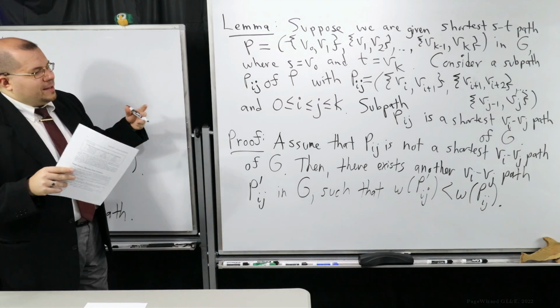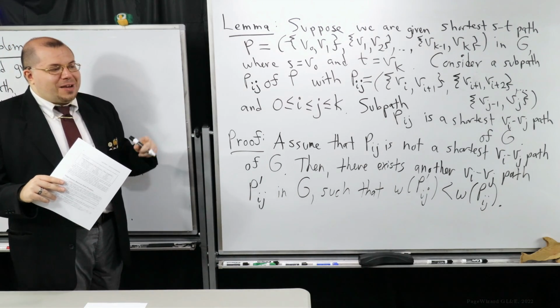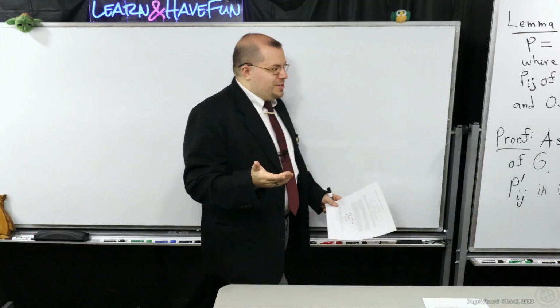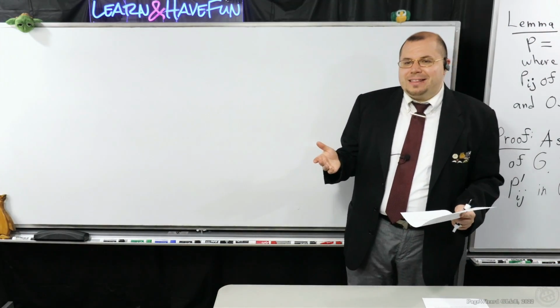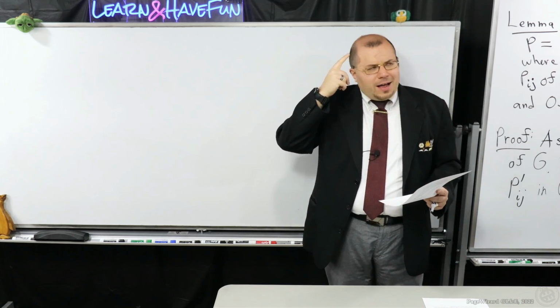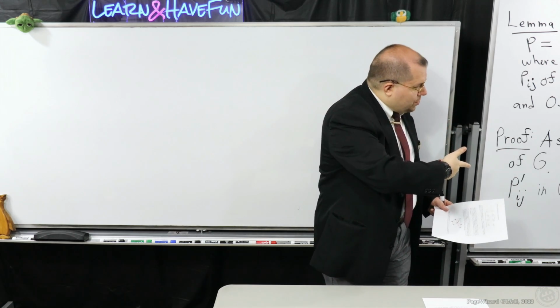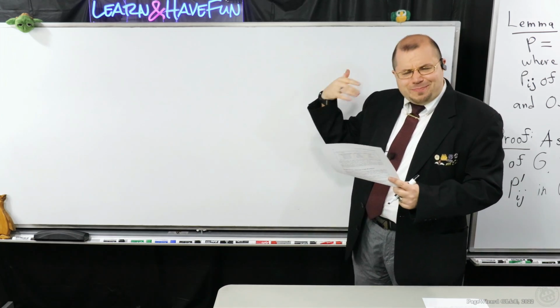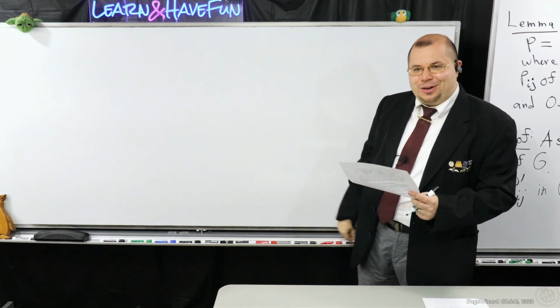So let me draw you a fun picture of how we can use this to help us yield a contradiction. What we're going to do is take advantage of a technique that very often is called cut and paste. So if I have a shorter path, what can I do with that information? Let me draw you just a picture to give you a flavor for what we're talking about here.